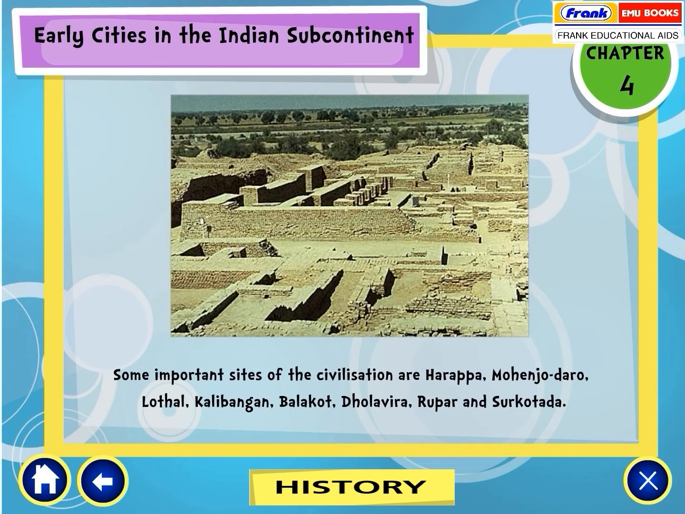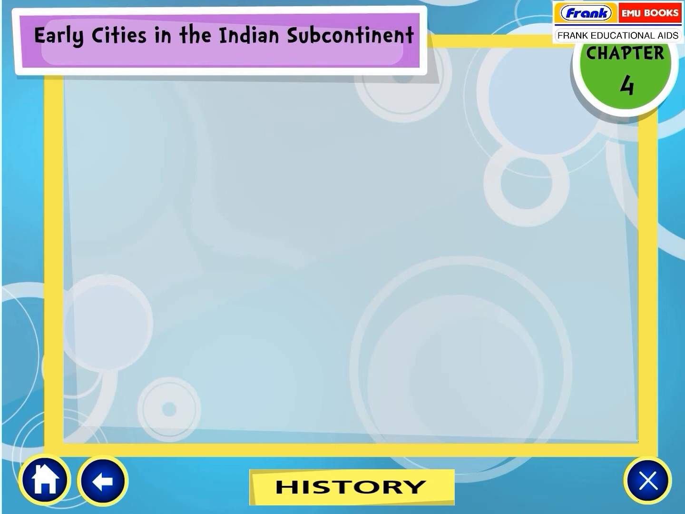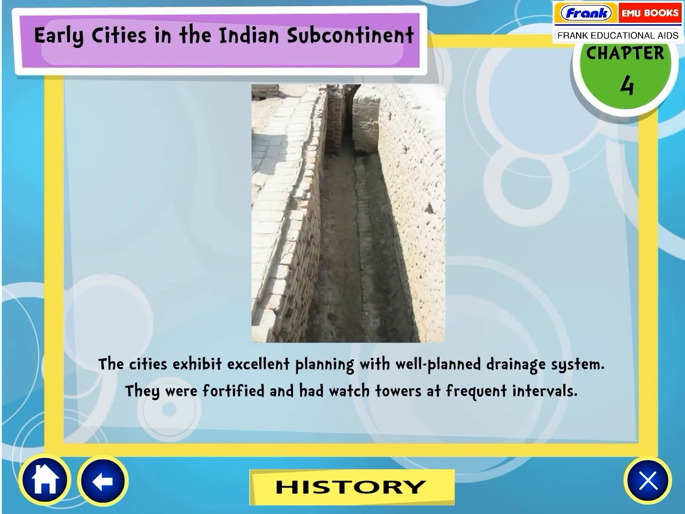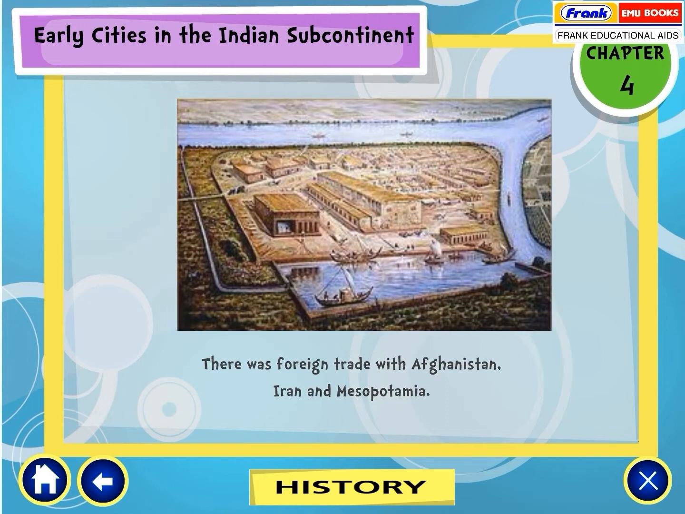Some important sites of the civilization are Harappa, Mohenjo-daro, Lothal, Kalibangan, Balakot, Dholavira, Rupar, and Surkotada. The main crops of the Indus cities were wheat, barley, and rice. The cities exhibit excellent planning with a well-planned drainage system. They were fortified and had watchtowers at frequent intervals. There was foreign trade with Afghanistan, Iran, and Mesopotamia.